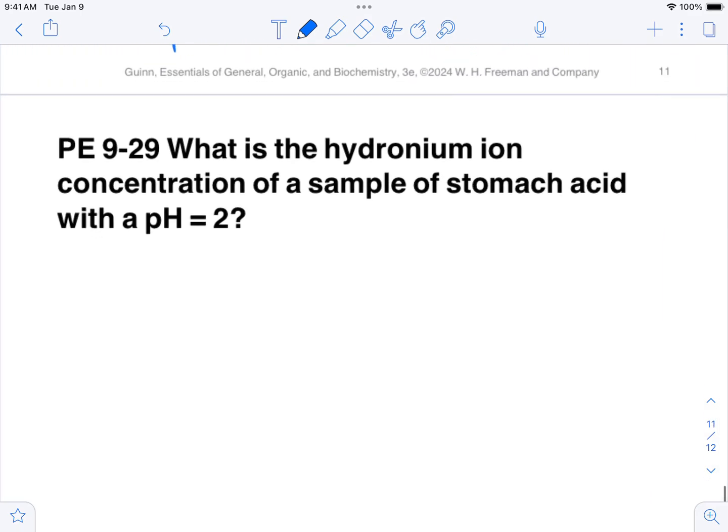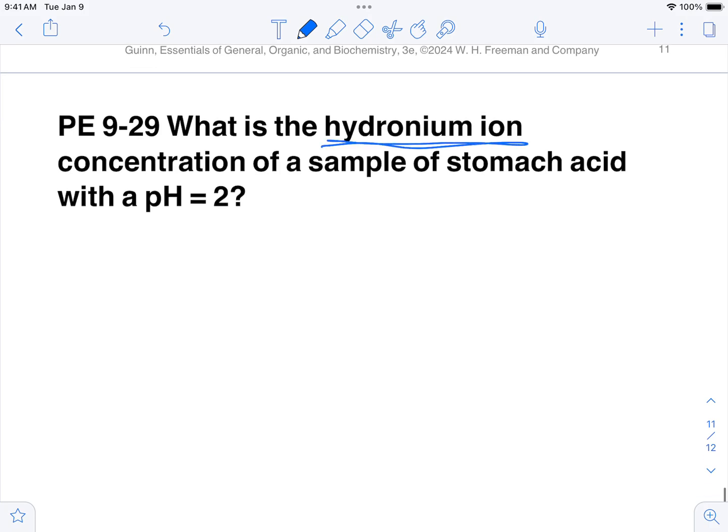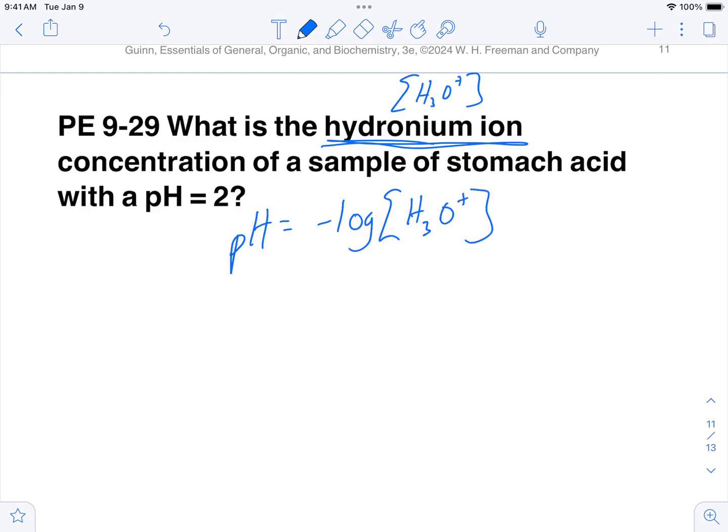And the last problem here, what is the hydronium ion concentration of a sample of stomach acid with a pH of 2? Here we're looking for the H3O and we're given the pH. We do not have a formula for this as of now, but I'm going to show you what it is. This formula is great if we know the H3O+, but we don't know that here.